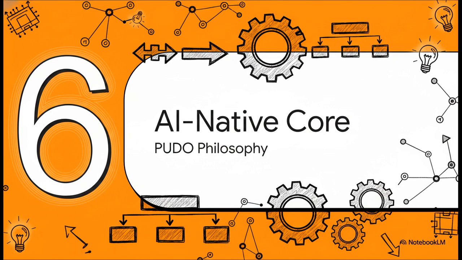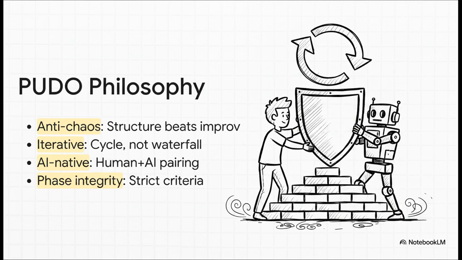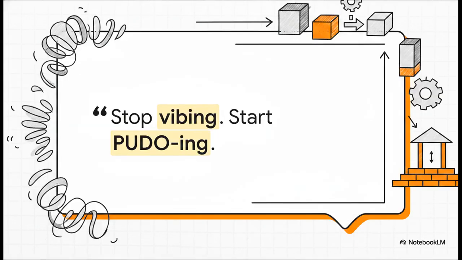Finally, Part 6, the core AI native philosophy. If you're a team lead trying to standardize your development process, this is the AI native mindset you absolutely need to adopt. It's fundamentally anti-chaos, proving that structure always beats improvisation at scale. It embraces continuous iteration and ditches the old waterfall method. It recognizes that modern coding is a tight human and AI pair programming relationship. And most importantly, it relies on phase integrity. For large projects, ensuring everyone meets strict entry and exit criteria is the only way to prevent your code base from degrading over time.